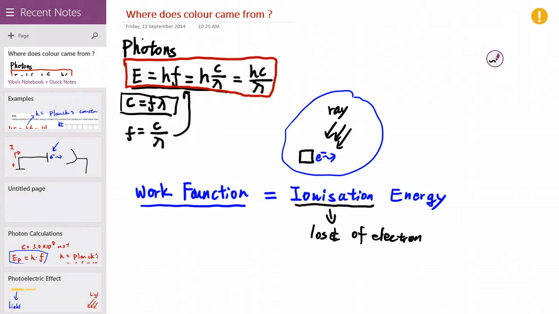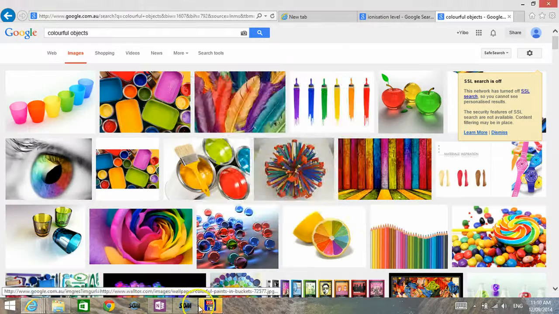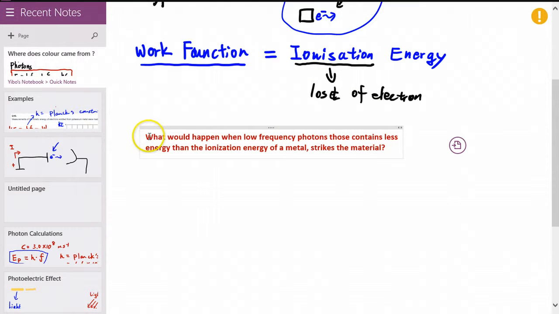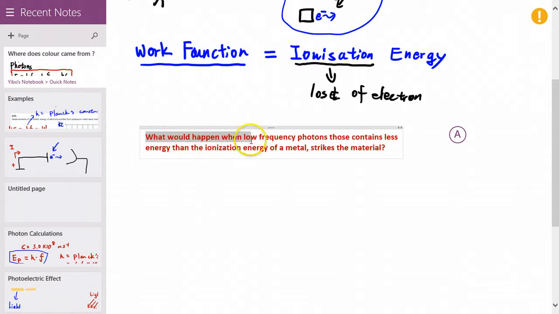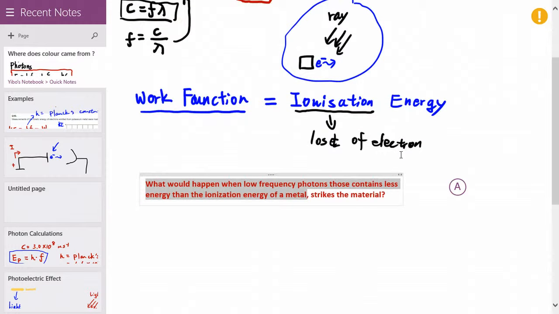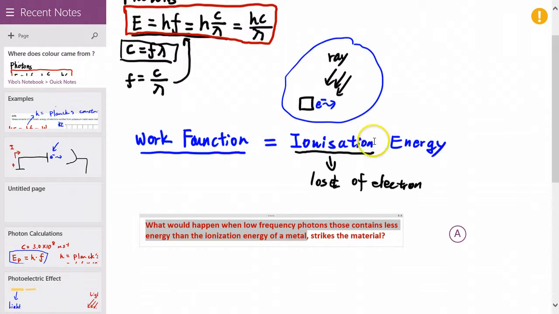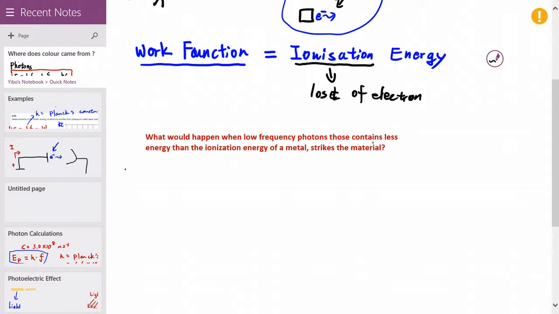Now, the real question here is, what would happen when those low frequency photons, which contain less energy than the ionization energy of the metal, strike the material? Well, the answer would be obvious. Number one, the electron would not escape. But there is another fact, and it's the very reason that objects appear colorful. It makes color.